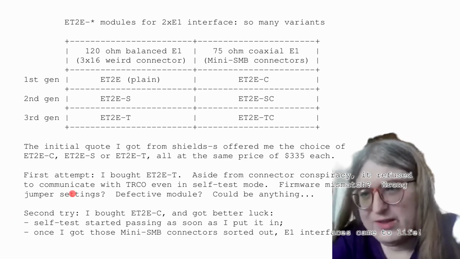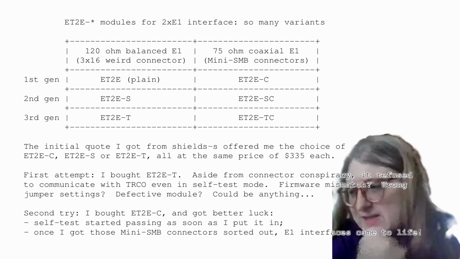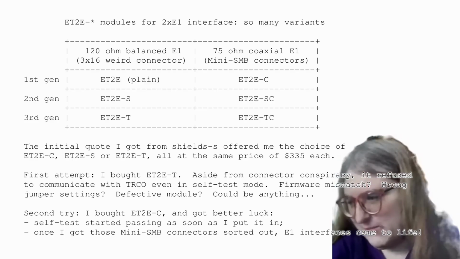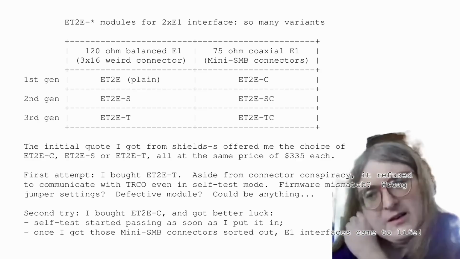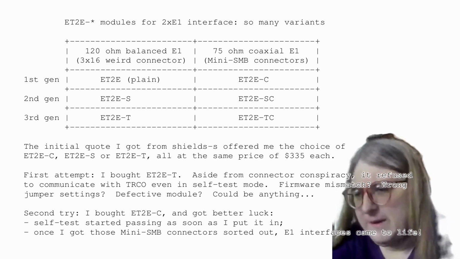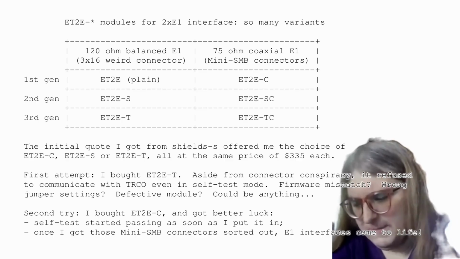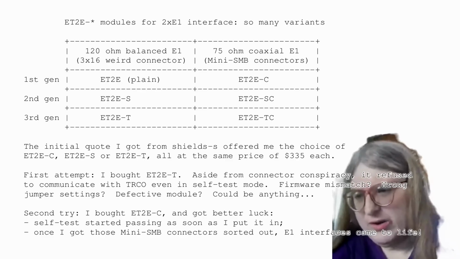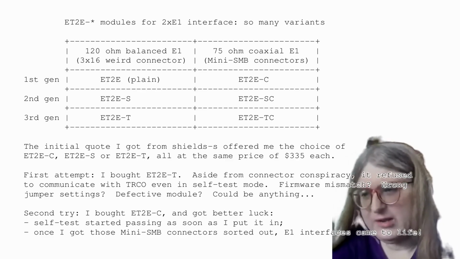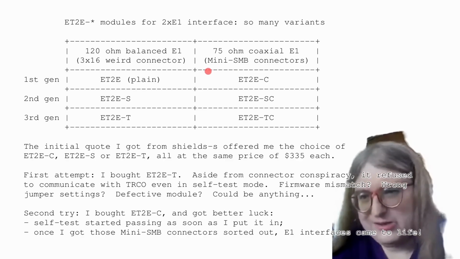But then, of course, with this one, I had to figure out the connectors. So I knew this was a 75 ohm coaxial E1 interface, and I got those balun adapters that were recommended to me by Wimpy. I bought two of them from AliExpress, the ones that convert the E1 from like a basic RJ45 style to the coaxial type on BNC connectors. But then I had to get coaxial cables going from BNCs to whatever were the weird connectors on the module.